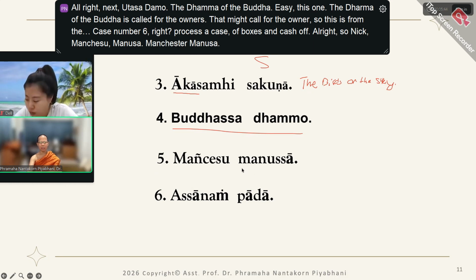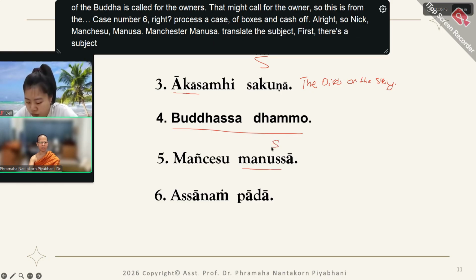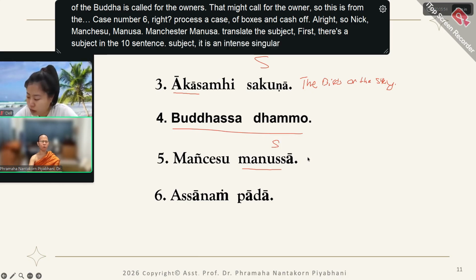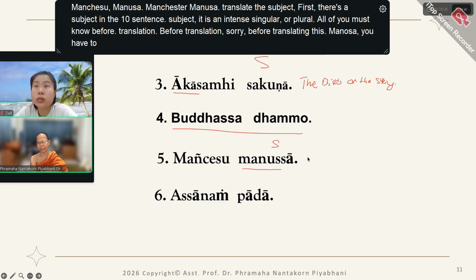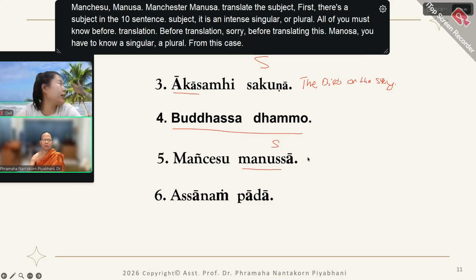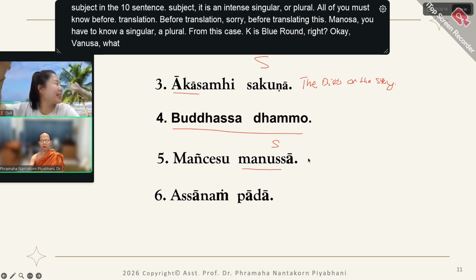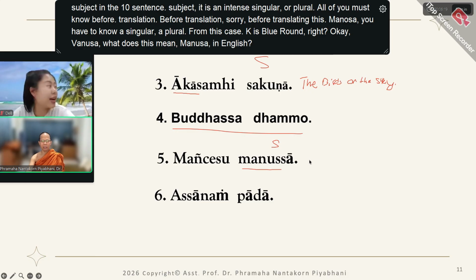Alright, next. Mancesu manussa. Translate the subject first. This is the subject in the 10th sentence. Subject in the sentence, singular or plural. All of you must know before translation. Before translating this manussa, you have to know singular or plural, from which case. Accusative case, plural, right?